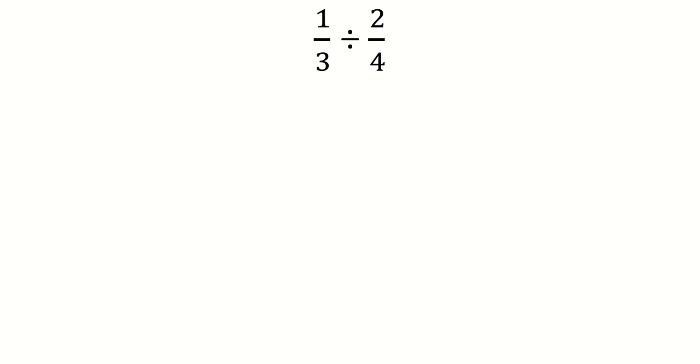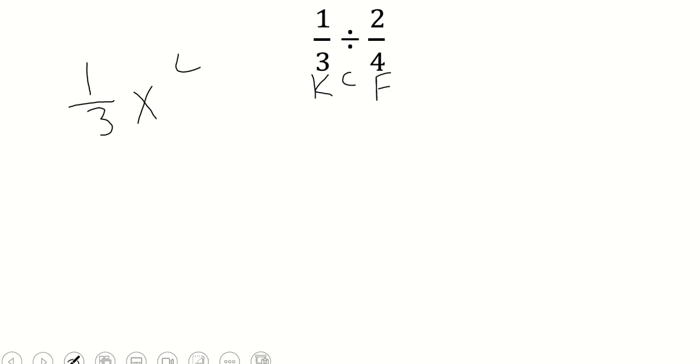I have 1/3 divided by 2/4. So my first fraction is 1/3. I keep my first fraction, KCF, change my division sign to a multiply sign, and flip my second fraction. It becomes 4/2. Now I'm ready to multiply straight across.